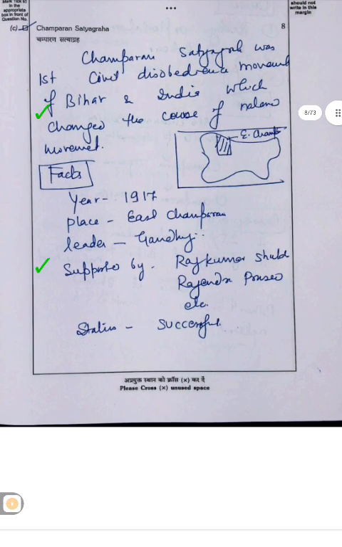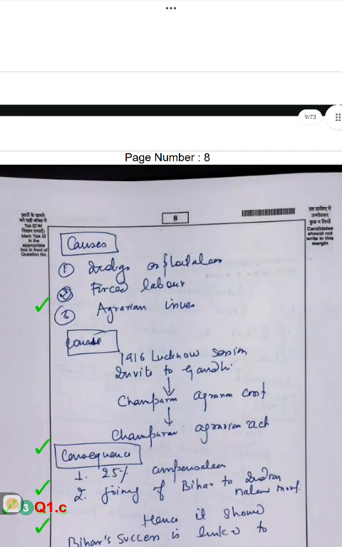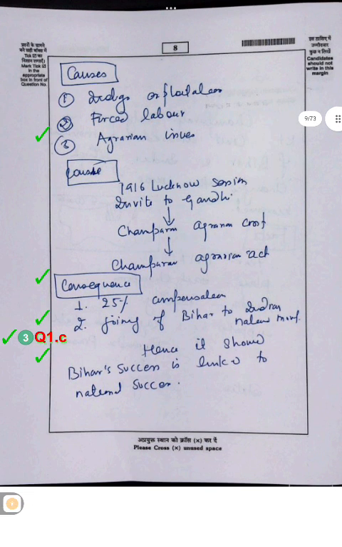Champaran Satyagraha. Satyagraha was the first civil disobedience movement of Bihar and India, which changed the course of the national movement. Facts: year 1917, East Champaran, leader Gandhiji, supported by Rajkumar Shukla, Rajendra Prasad, etc. Status: successful. Causes: indigo exploitation, forced labor, agrarian issues.